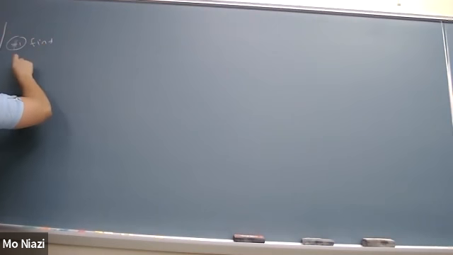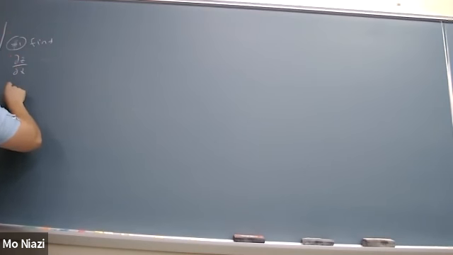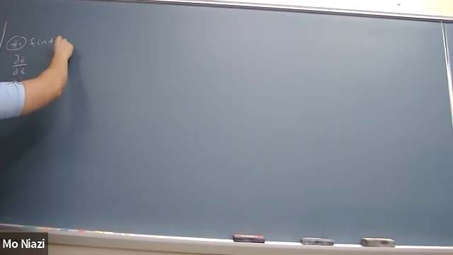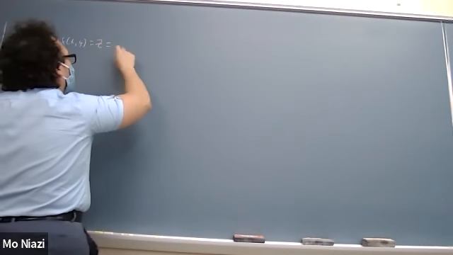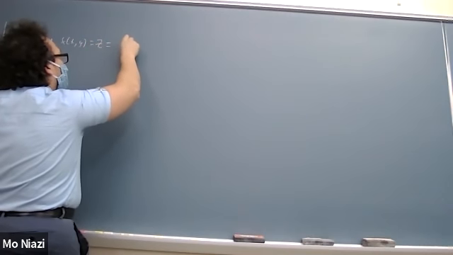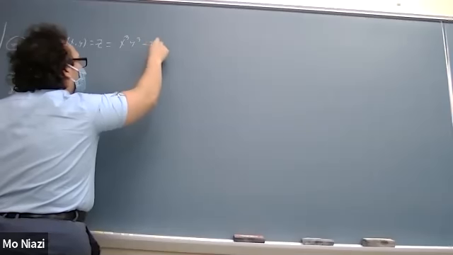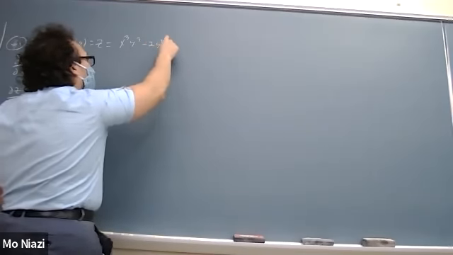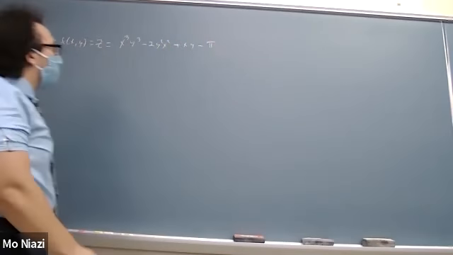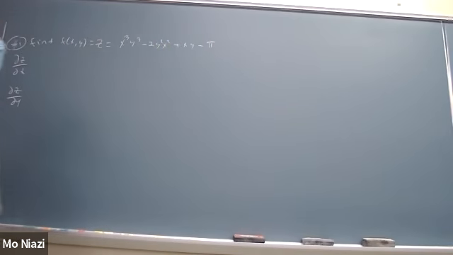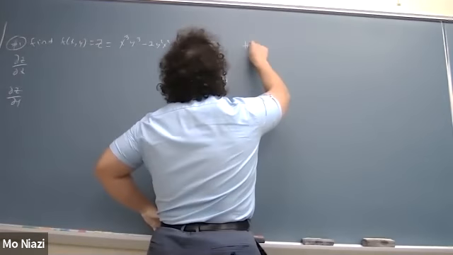Find partial z partial x and partial z partial y if f of x y is equal to z is equal to x cubed y cubed minus 2y squared x squared plus xy minus pi. And then let's see what our number two is.